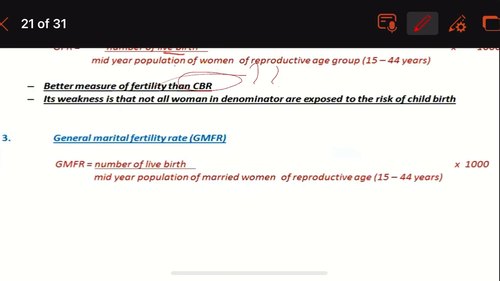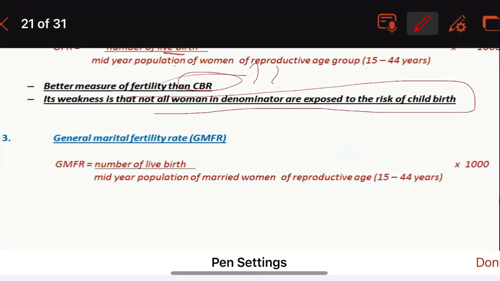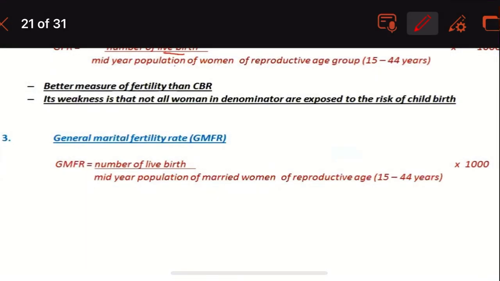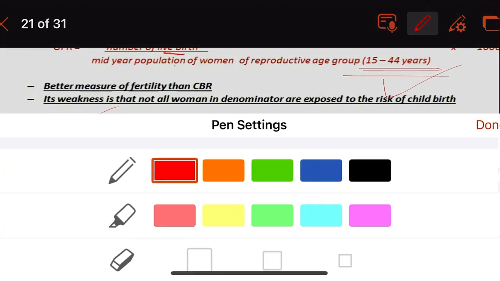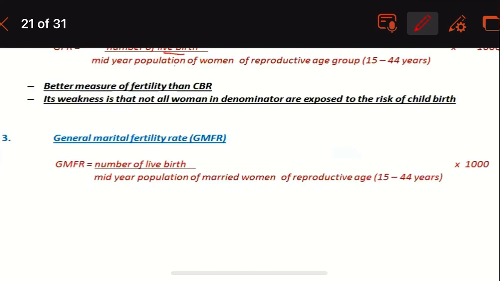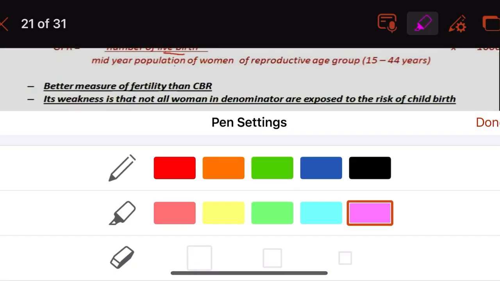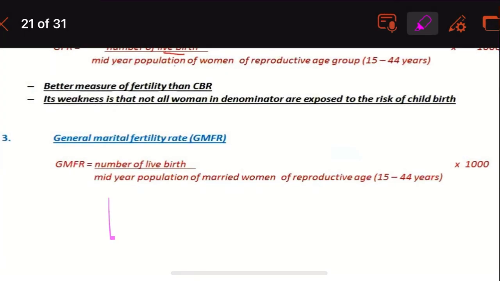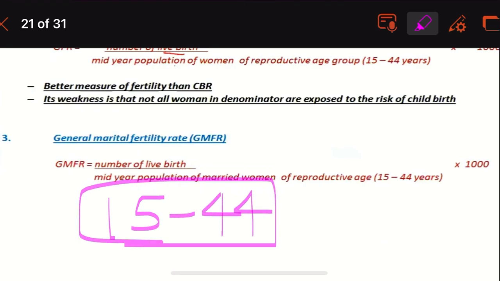Its weakness is that not all women in the denominator are exposed to the risk of childbirth. All these women might not be exposed to the risk of childbirth yet. Moving on to the general marital fertility rate. So this is the plus point now. Now we saw 15 to 44 years here, in the general fertility rate.